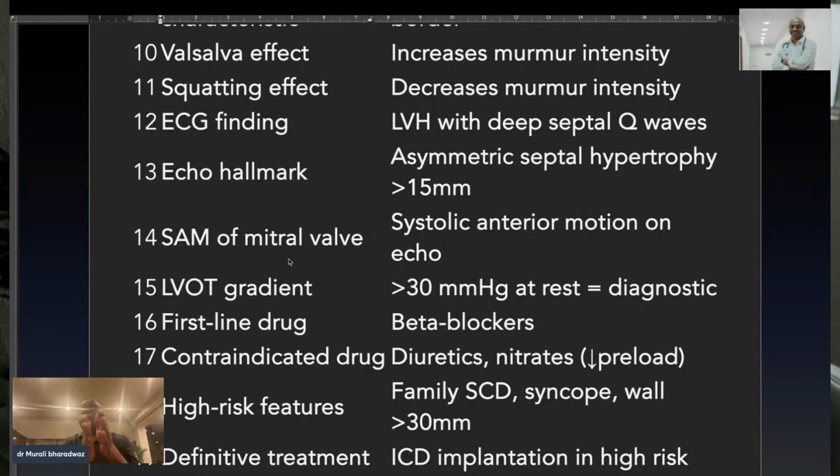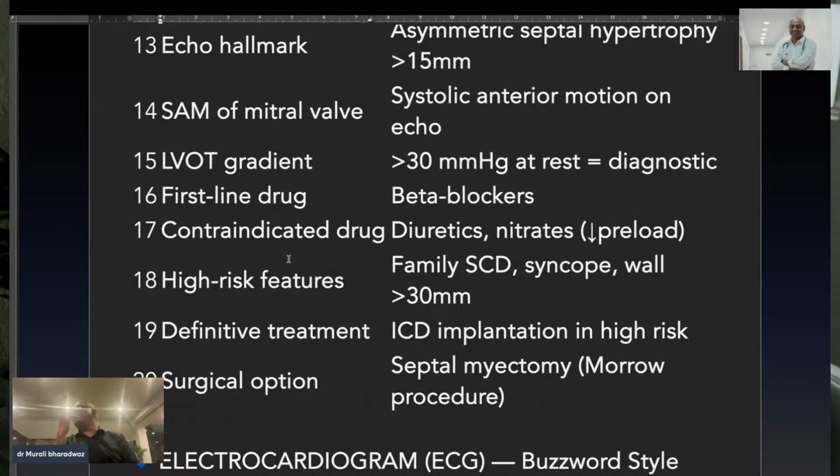Gotcha. Then what is the echo hallmark? You have to demonstrate the asymmetrical septal hypertrophy, more than 15 mm. And what is another important feature? Systolic anterior motion of the mitral valve leaflet, SAM. Systolic. Then LVOT, left ventricular outflow tract, pressure is high. That is the one which is obstructed. That's the reason a gradient of more than 30 mmHg between the aortic pressure and the left ventricular pressure at the level of the LVOT is diagnostic.